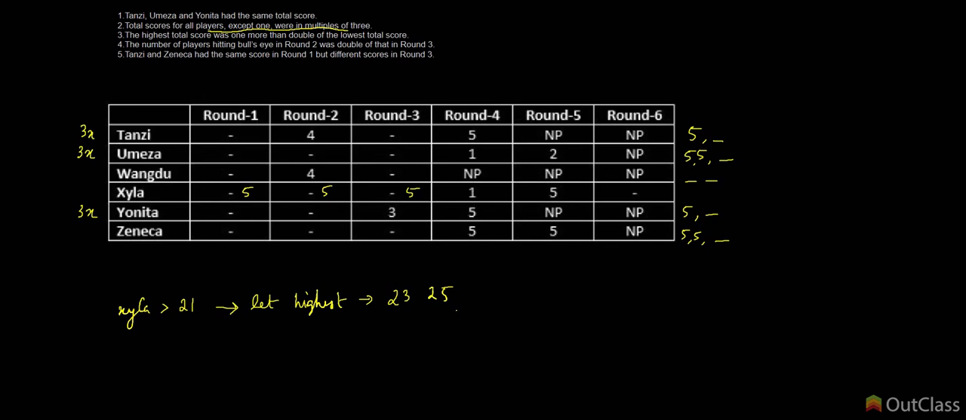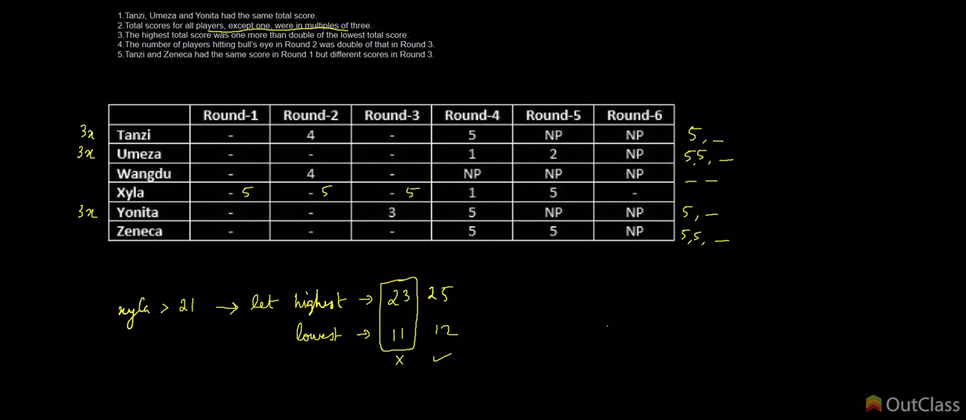But notice that highest is one more than double the lowest, which would make the lowest 11 and 12 respectively. Now the problem with the 23/11 case is that these are both numbers which are not divisible by 3. So now you have two numbers not divisible by 3, so you'll reject this case. 25/12 is possible.